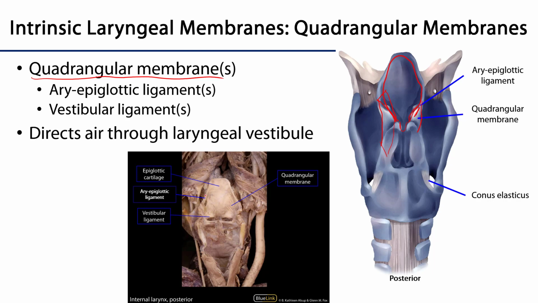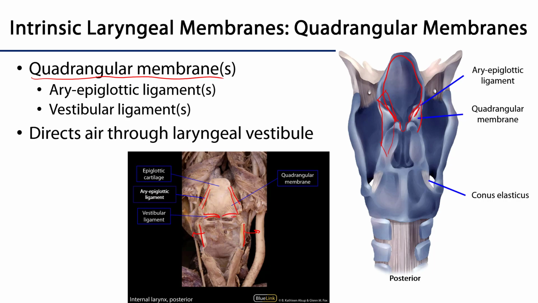So on the photograph here, we can see these are the aryepiglottic ligaments dissected out there, and here they're still encased in the mucosa. We can also see from this posterior view of the opened larynx, so the cricoid cartilage has been incised and has been reflected laterally to open this up, the inferior-most aspect of the quadrangular membranes called the vestibular ligaments. Recall, vestibular ligaments run between the arytenoid cartilages and the thyroid cartilage.